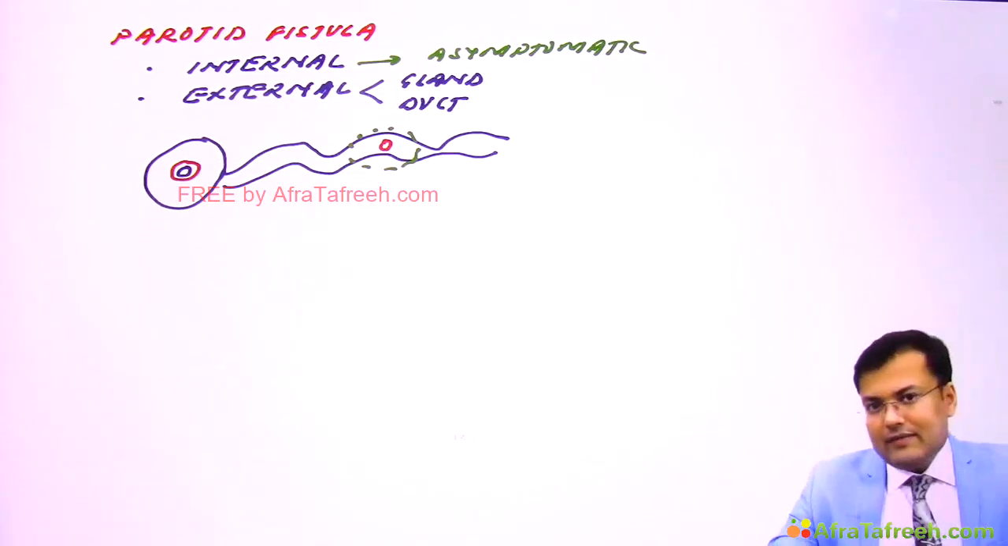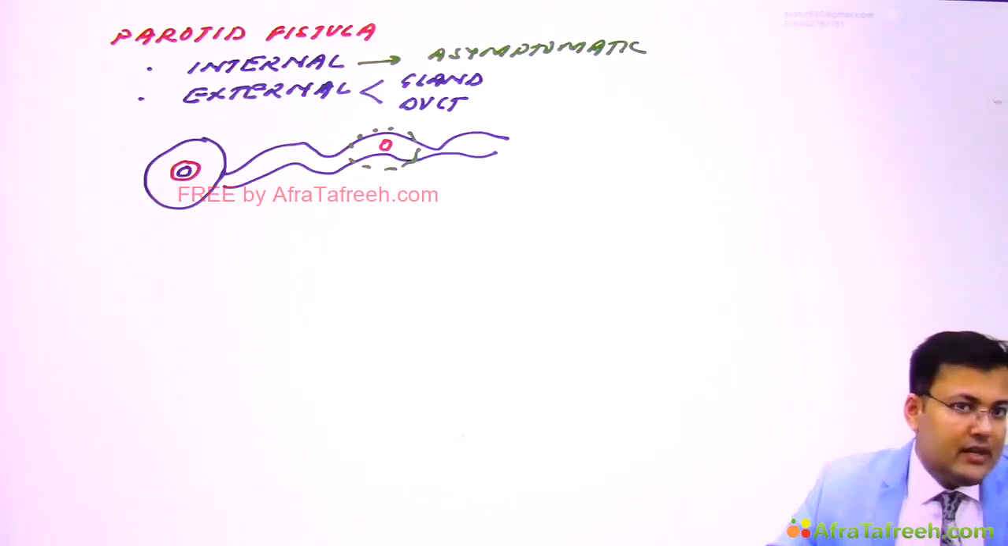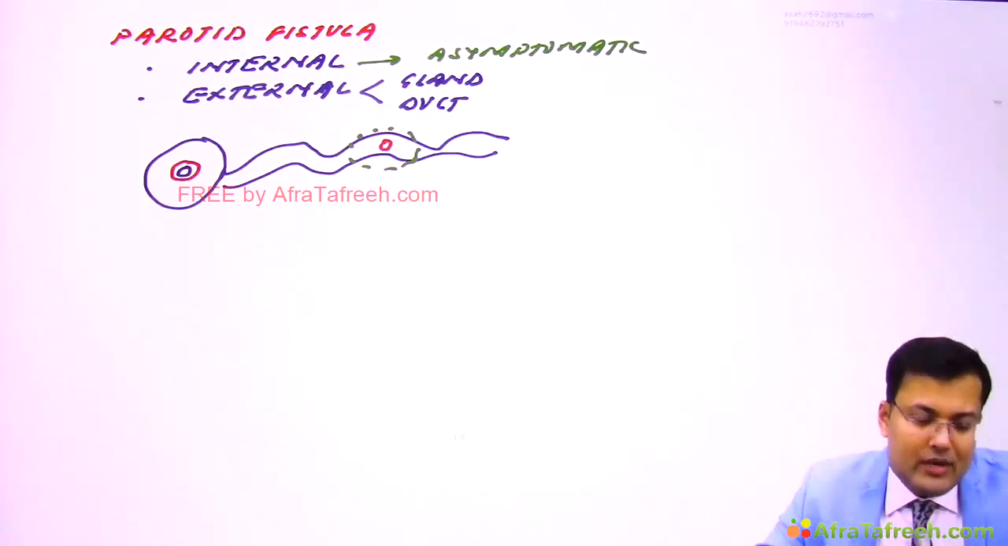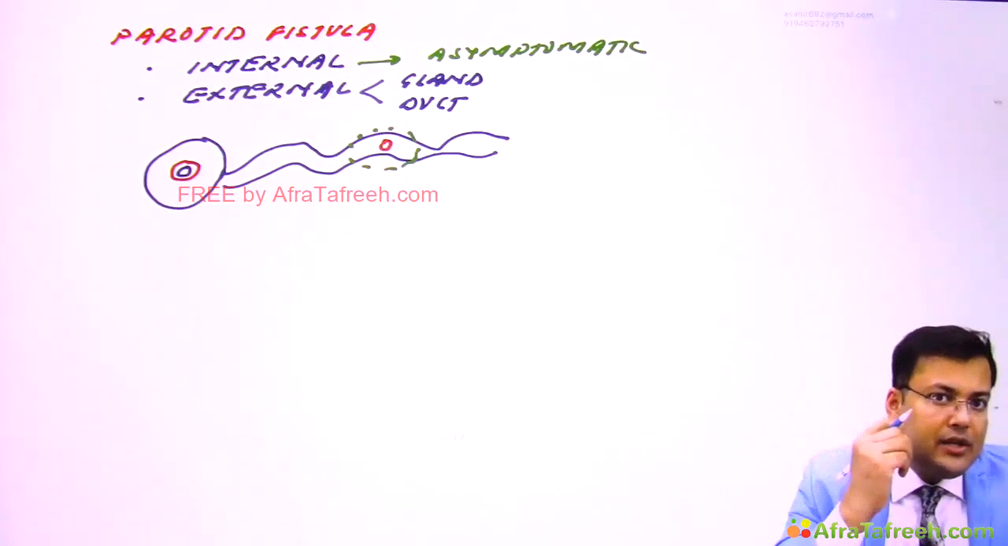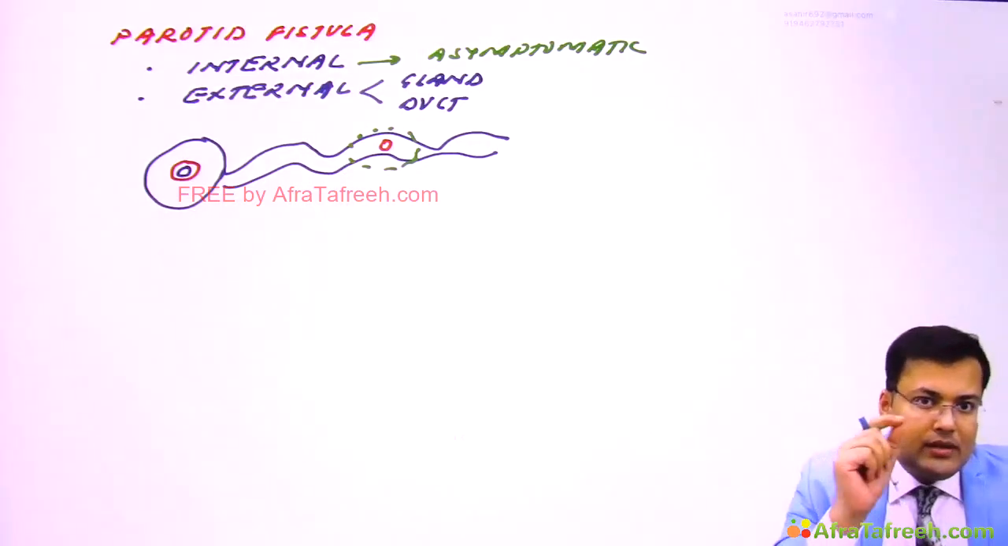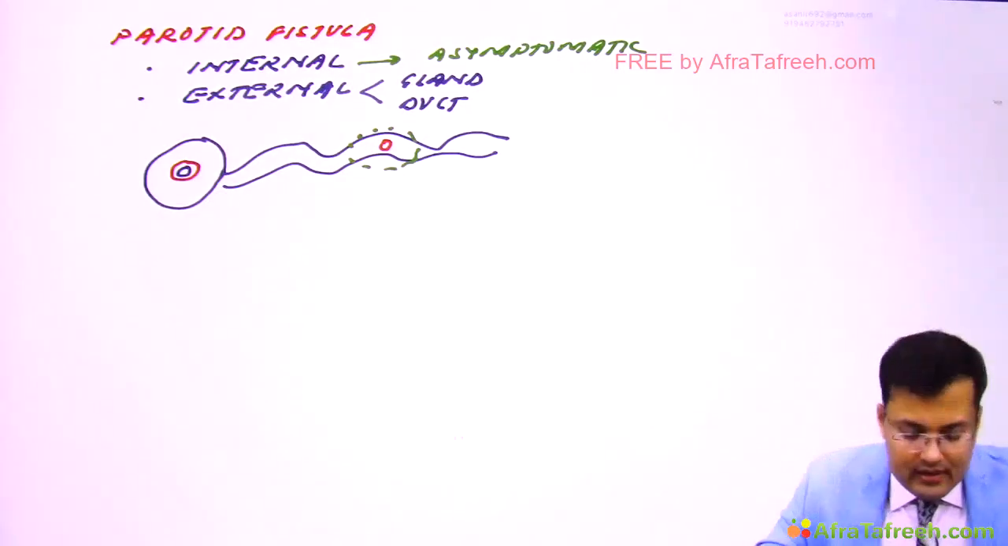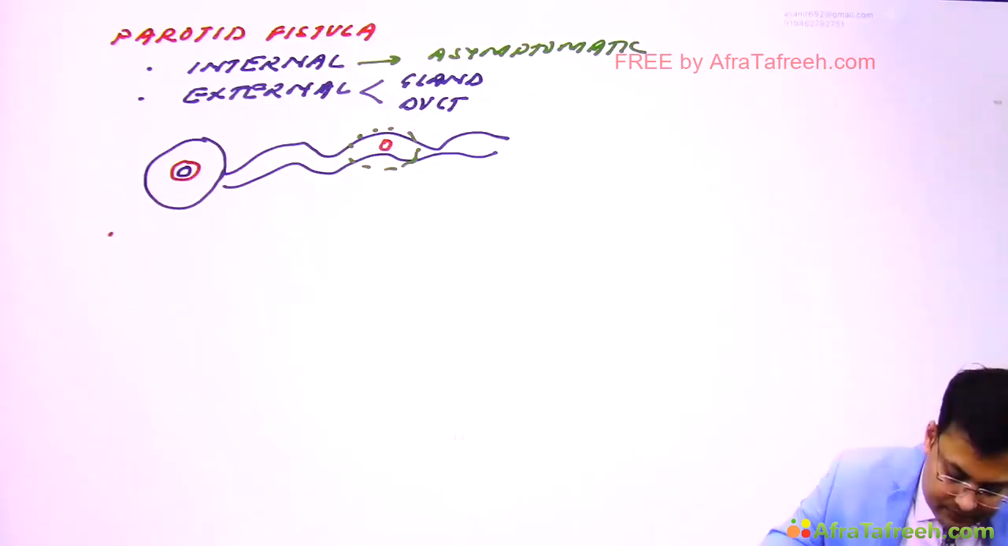Now see what are the risk factors. So the conditions in which there is injury to the duct, what happens? There is fistula. So whenever a patient is having parotid abscess and it is ruptured, or there is parotid abscess and you performed incision and drainage, during that you injured the duct. So what are the risk factors?